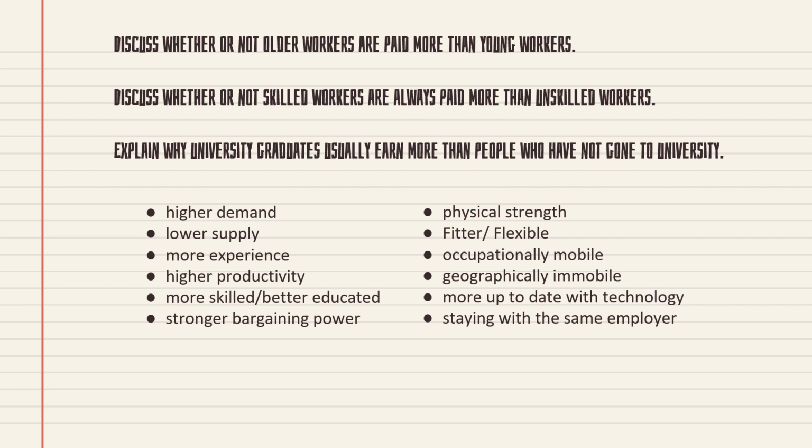Then, more up to date with the technology. Which group will be up to date with the technology? Young workers are up to date with the technology, or skilled workers are up to date with the technology. Or will we say that university graduates are up to date with the technology? That's why they used to be paid higher.